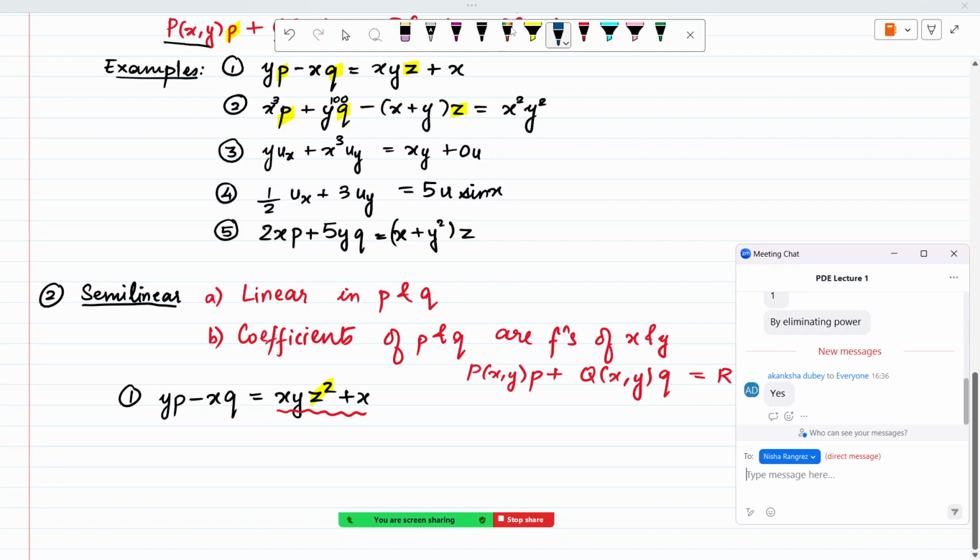Okay. Let's move on to another example. The example which was given by you all before this, 1 by 2 times ux, 3 times uy was equal to 5 sin u, is a semi-linear. Because the degree of u is not equal to 1. This was semi-linear. I hope this is clear.